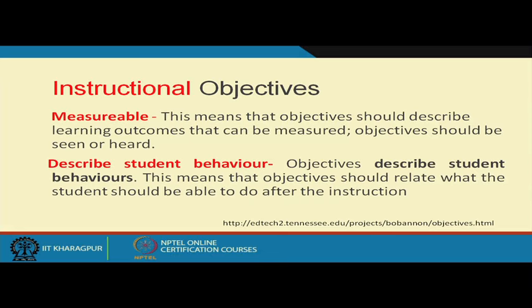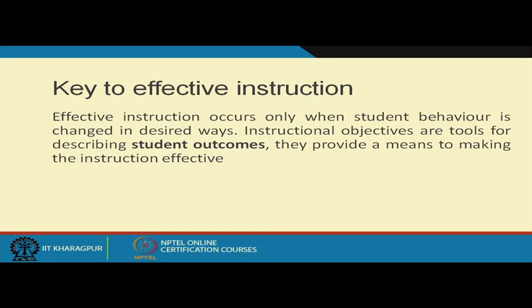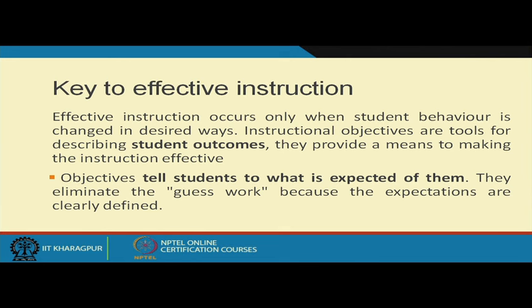The objective should describe student behavior. This means that the objective should relate what the learner should be able to do after the instruction, focusing on the learner. The key to effective instruction is that effective instruction occurs only when student behavior is changed in the desired way. Instructional objectives are nothing but tools for describing the student outcomes. They provide a means of making the instruction effective. So, the objective tells students what is expected of them.